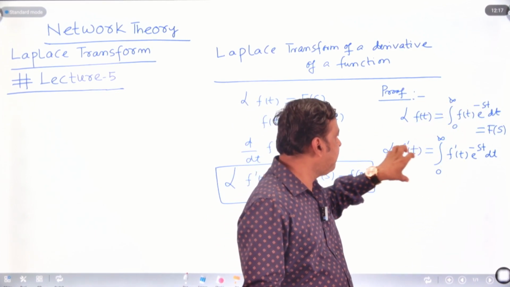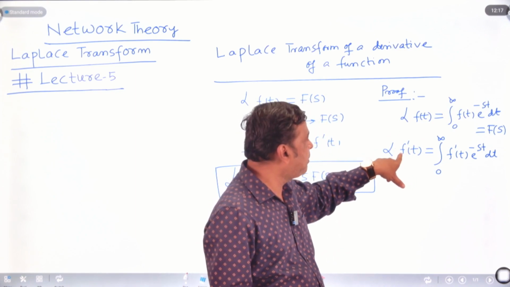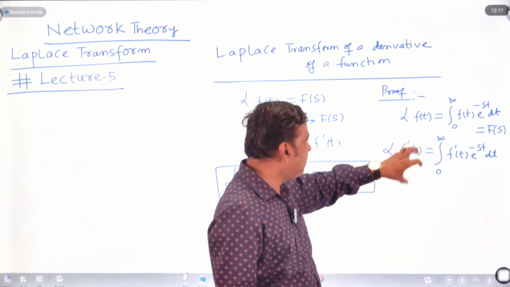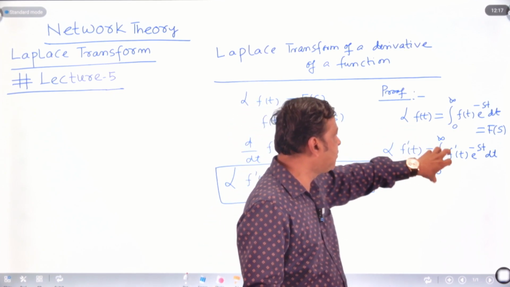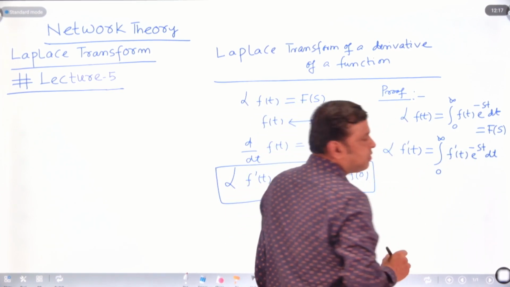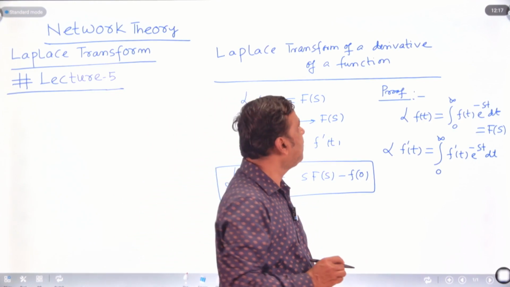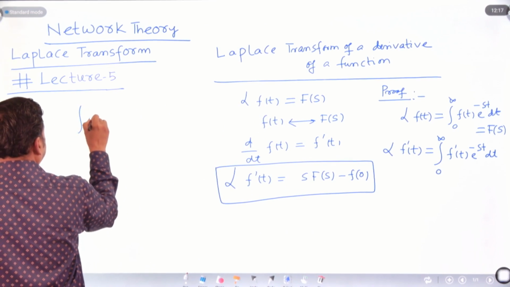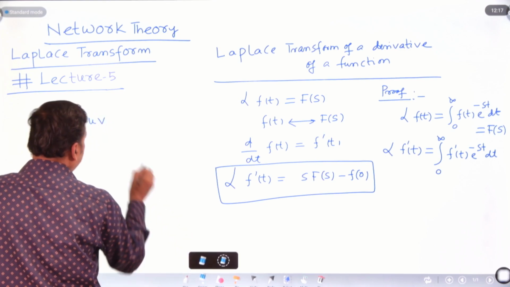From 0 to infinity, we are going to find the Laplace transform of the derivative of a function. The derivative of f(t) is f'(t). Now we find the Laplace transform of f'(t). The Laplace transform of any function is that function times e^(-st) dt. There are two functions, so we use integration by parts. Already I told you the formula: the integral of u dv.